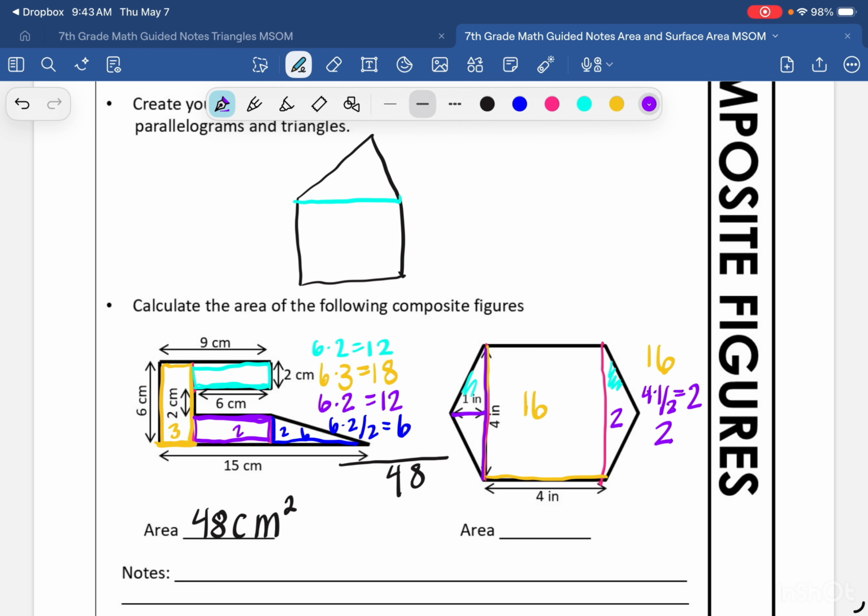Or if I put those together, I could have a parallelogram and find out the area of that. So if I sum those up, I'm going to get 20. So that is the area of this composite figure above.